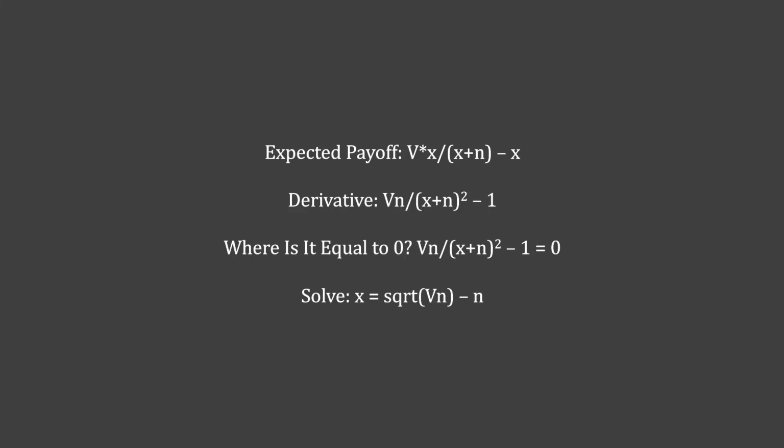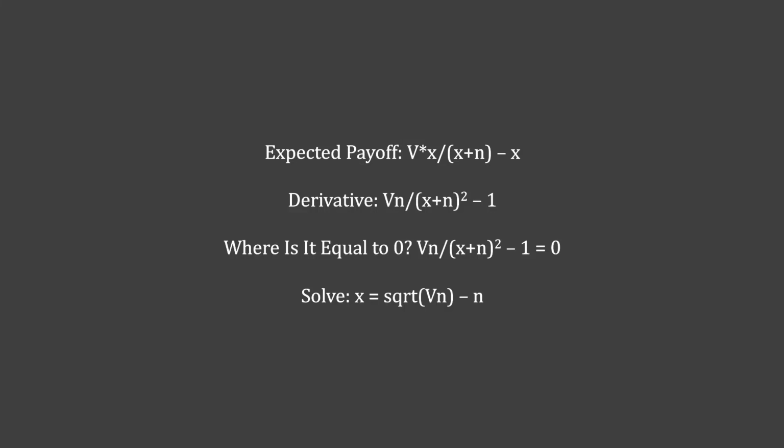The second question is only slightly more difficult, as long as you know multivariate calculus. For a general value V and number of other tickets sold N, your expected payoff is V times X divided by the quantity X plus N, minus X. We still want to know where the slope of the tangent line of this function is equal to 0. So we go through the same algorithm as before.